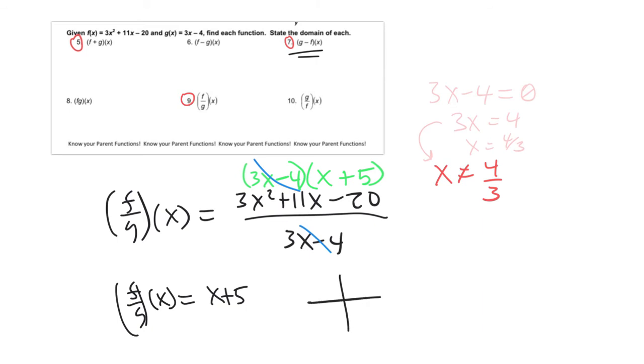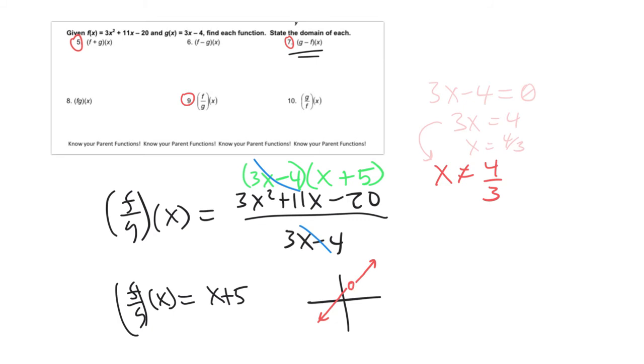So what that means is this really is sort of a linear equation that's like this, except at 4 over 3 there's a hole. That's what's happening in this. It's a linear equation after the cancellation, but we also know that x is not allowed to be 4 over 3 because it used to have a denominator of 3x minus 4.